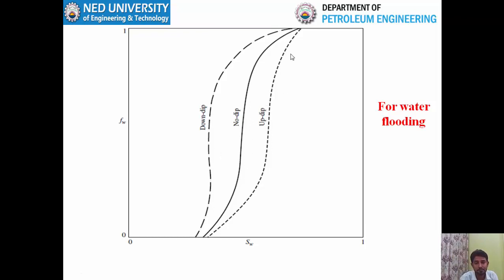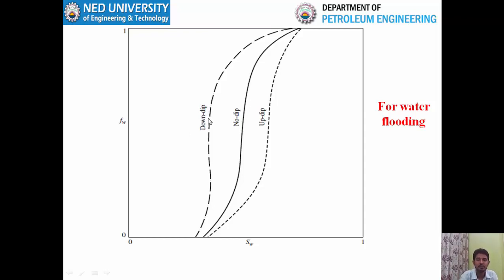So when you have the up dip flow, you have the efficient displacement, because in up dip flow during water flooding, the gravity will pull water behind the oil and water will not bypass oil, and water will break through in the production well at a later stage as compared to the no dip or down dip condition.